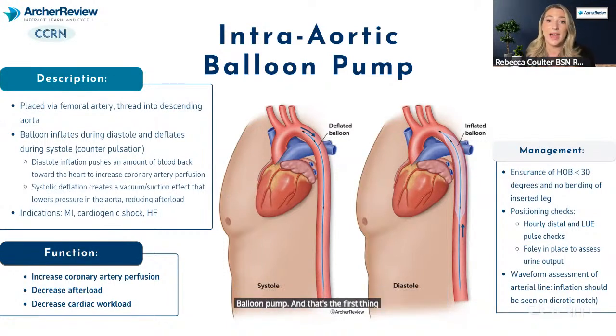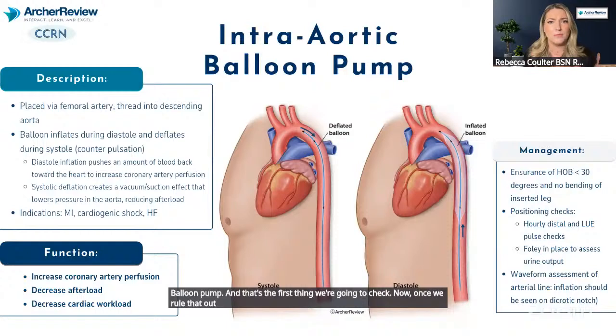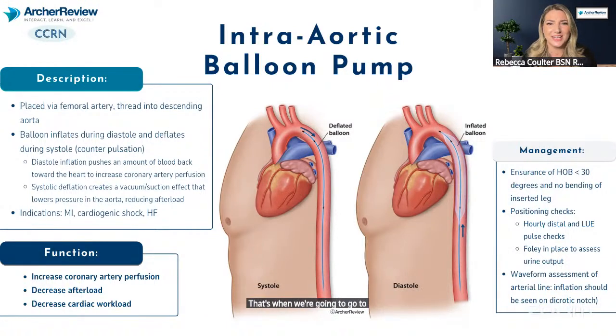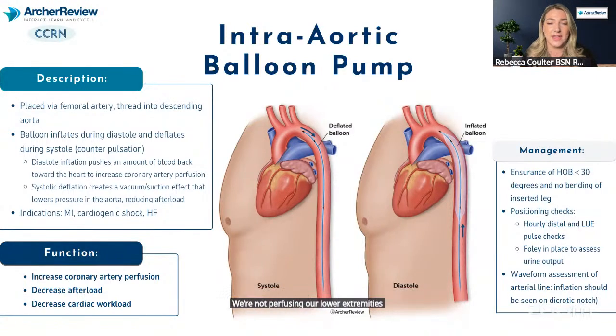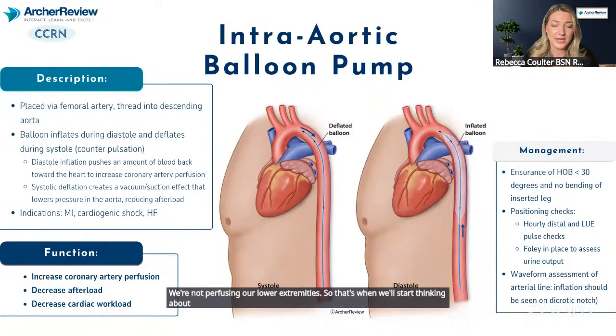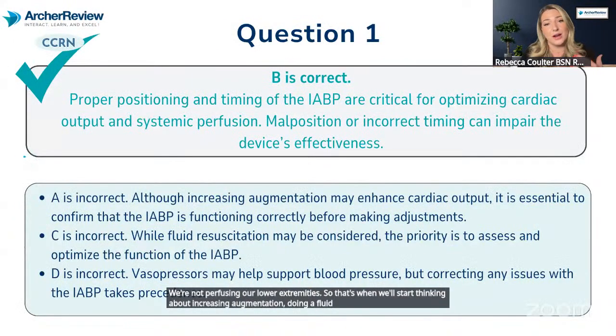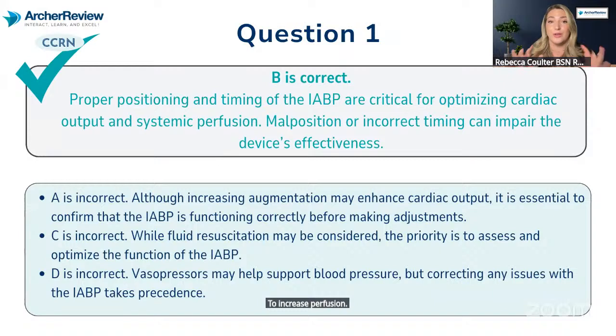Now, once we rule that out and we say, okay, it looks like our balloon pump's in the right place and our timing, the balloon pump's working at the right time, that's when we're going to go to, okay, we kind of need this patient to get some more support because we're not perfusing our kidneys well, we're not perfusing our lower extremities. So that's when we'll start thinking about increasing augmentation, doing a fluid bolus, or adding in a pressor to increase perfusion. But first of all, we always have to check positioning, especially when we see that urine output decrease.